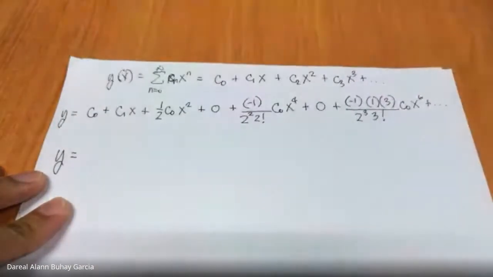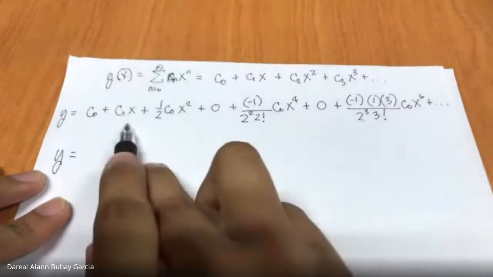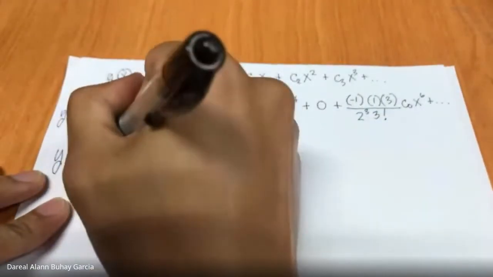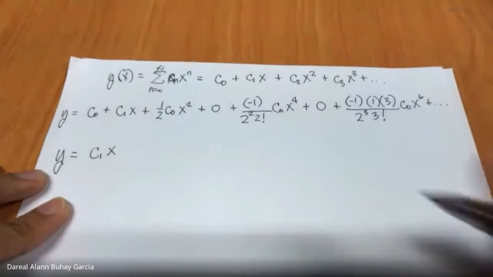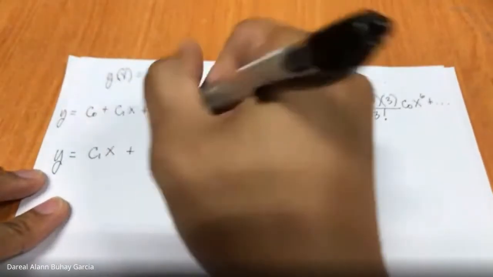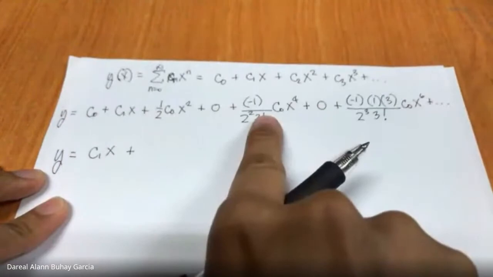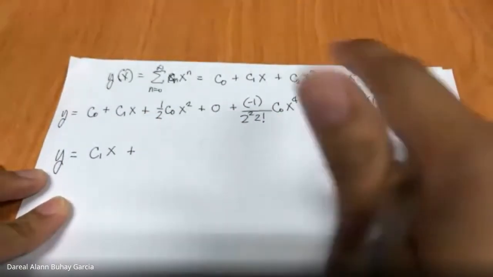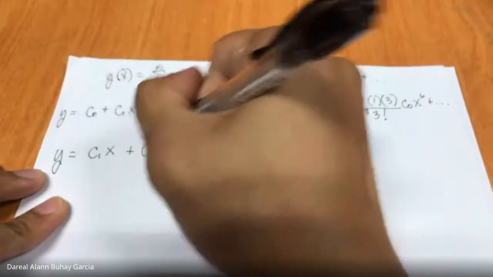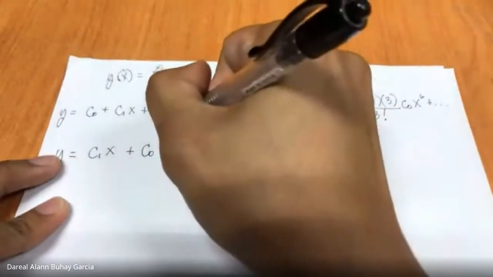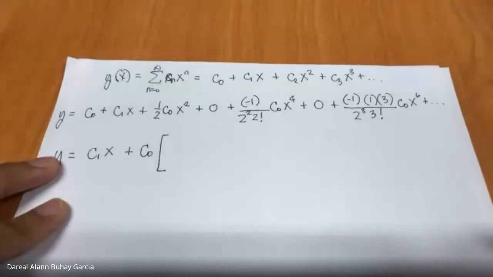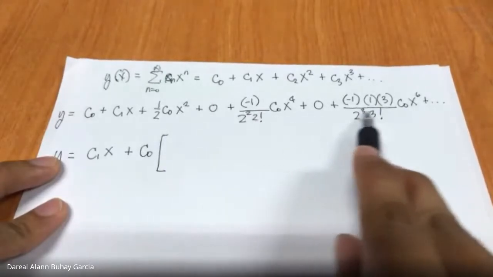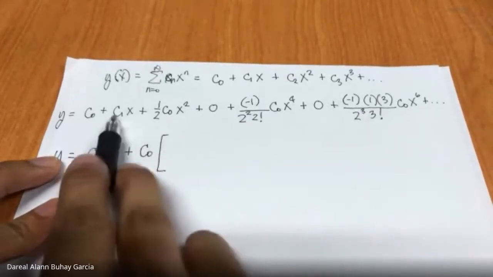Y is equal to, this one has no partner. So this is C1 x, plus, if you observe, everything else, the zeros are not there. So everything else has C sub 0. So we factor out C sub 0. Now, the last part is the hardest. Okay? We will summarize them into one.